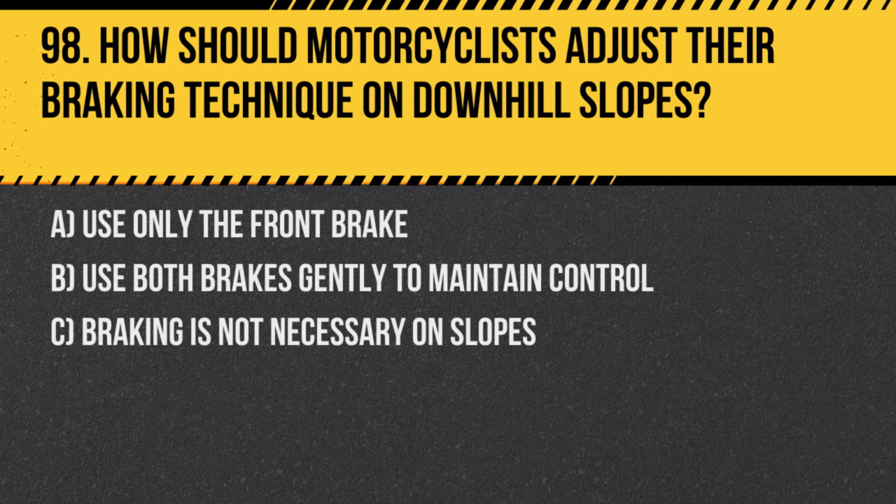Question 98. How should motorcyclists adjust their braking technique on downhill slopes? A. Use only the front brake. B. Use both brakes gently to maintain control. C. Braking is not necessary on slopes. Answer: B. Use both brakes gently to maintain control. Proper braking on slopes helps manage speed and prevents loss of control.